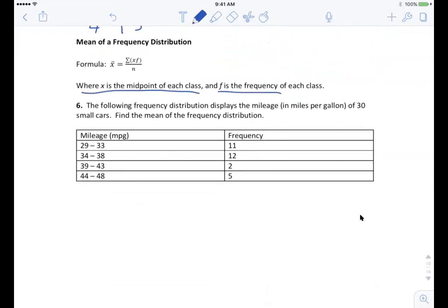It's that same type of thing going on there, the sum XF. Multiply all the pairs together, add them up. First let's find the midpoints. Remember, to find a midpoint, you can just add them up and divide by 2. If I'm wanting to do that over here, just a little scratch work, 29 plus 33 divided by 2, that's 30.5. And then I can do that for each one. We'll just knock those out.